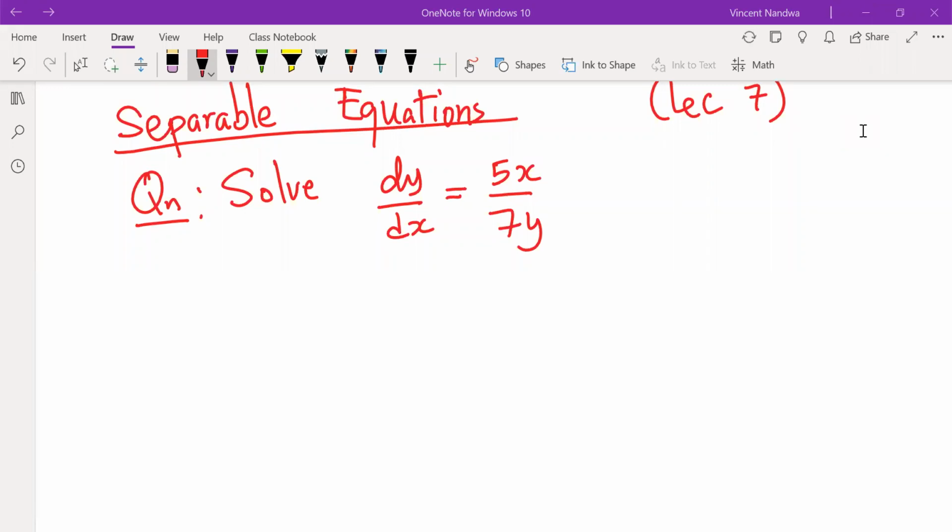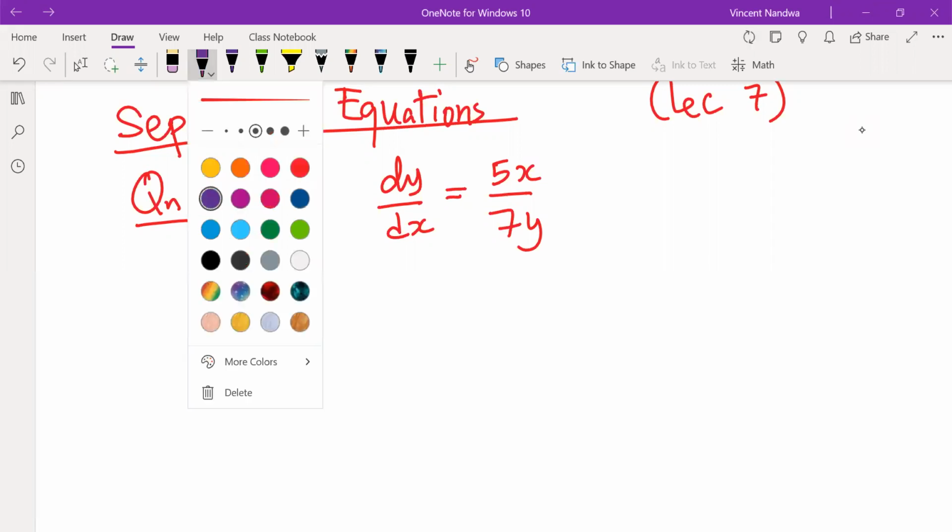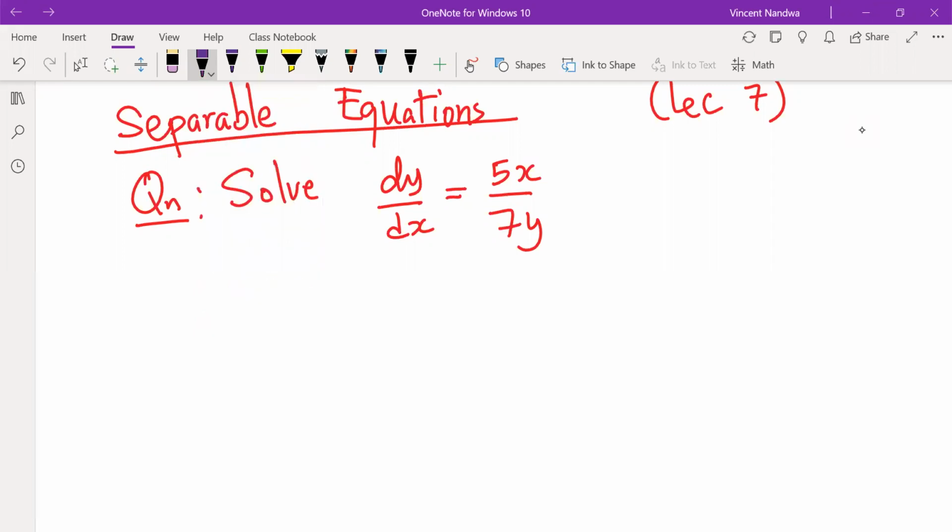The question at hand is to solve dy/dx given by 5x over 7y. Now to solve this, first cross multiply. So we'll have 7y dy equals 5x dx.